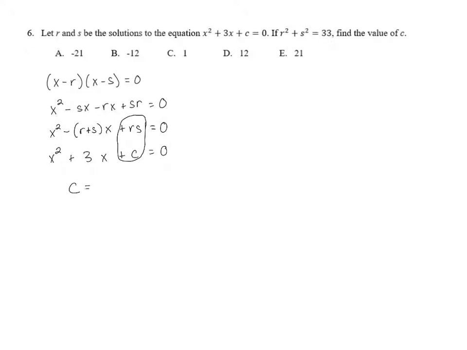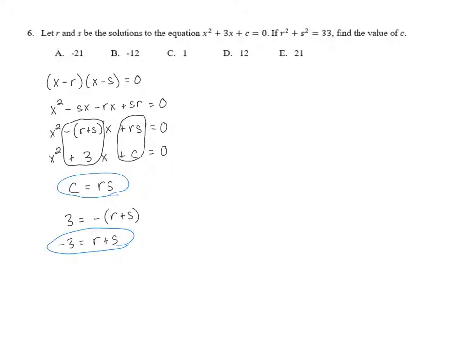So c equals rs. And also, if we look at the linear terms, that tells us that 3 equals the opposite of r plus s, or if we divide by -1, it tells us that -3 is r plus s. We now have 3 equations in r, s, and c. If we include the given equation, r squared plus s squared equals 33, this should be enough to be able to solve for r, s, and c, though we only really need to find c.